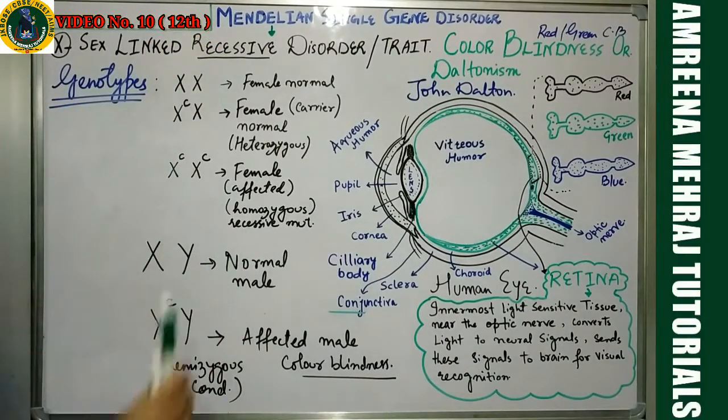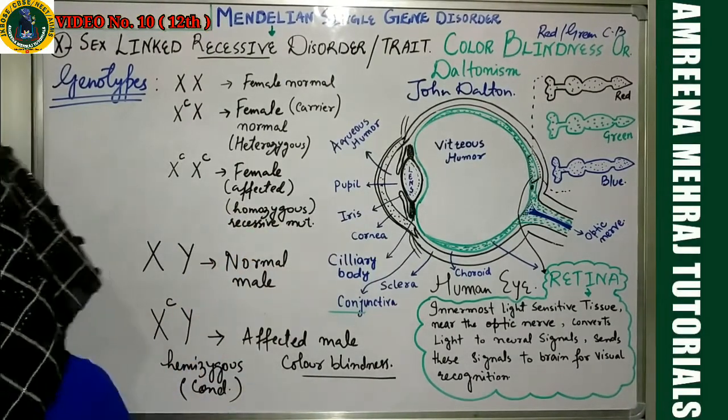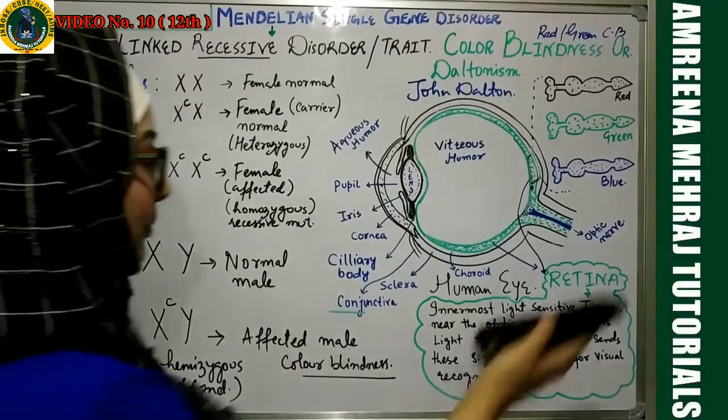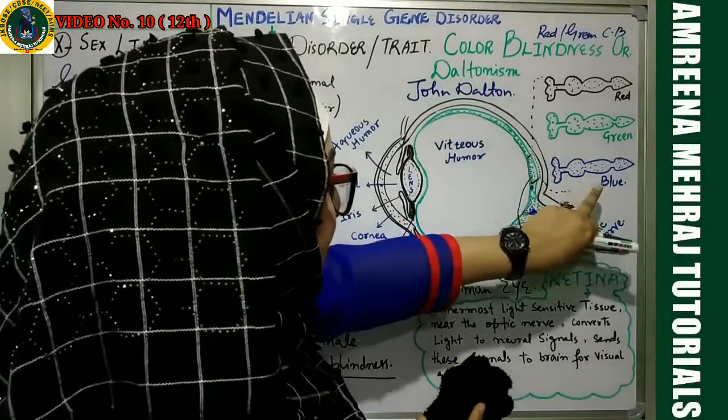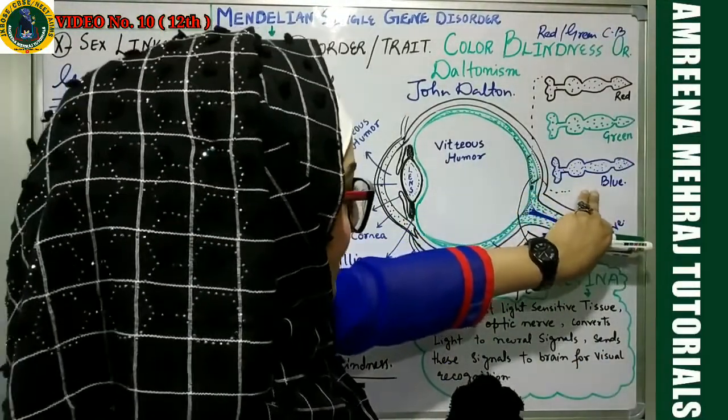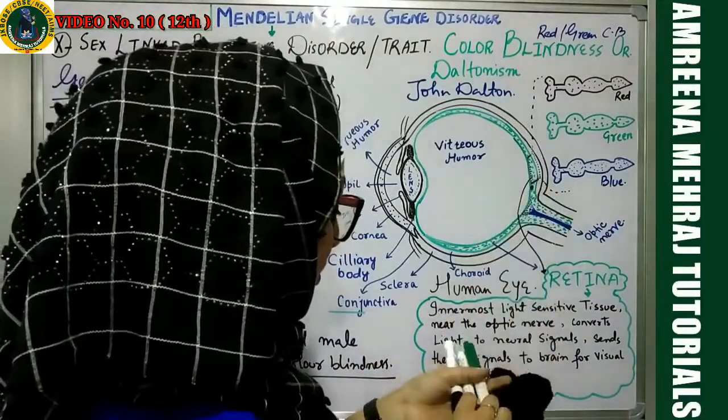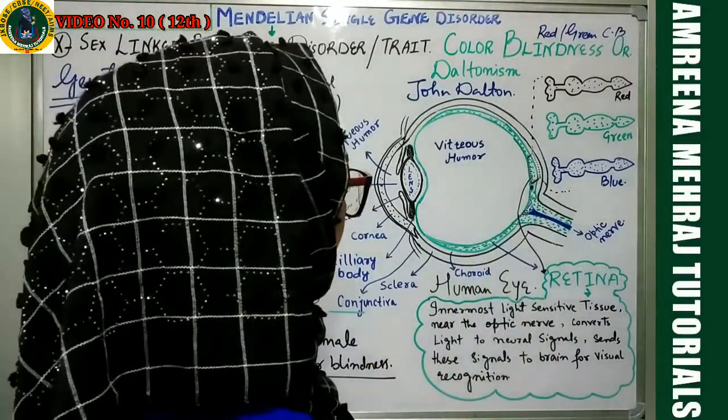Now let us solve one numerical based on this. That's very, very important. Let us solve a question on this particular concept. Okay, here's my duster. So before I rub off this board, I just want you to have an idea about blue color blindness, because I have the cones on the board right now, and then I'll be deleting all this.